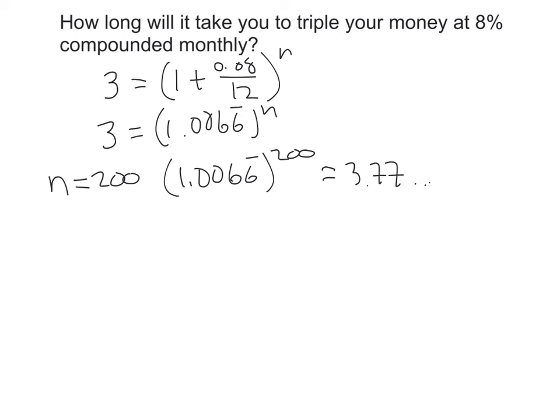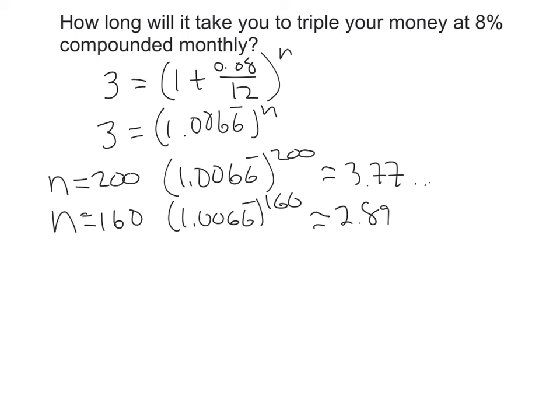We know that it's got to be less than 200. I'm going to guess 160, and I'm going to get n equaling 160. We then get 1.0066 repeating raised to the 160th power is approximately 2.89. So we know it's somewhere between those two. It's clearly closer to 160 than it is to 200. So let's guess, I don't know, 165. And so we'll try n equals 165.